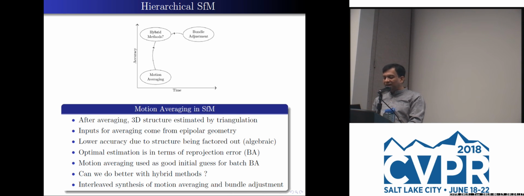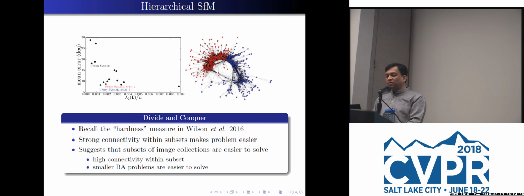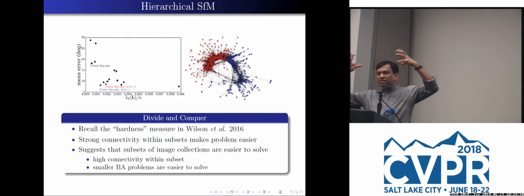And essentially this leads to an approach that we did a few years ago, and now there are more papers coming out on this idea, which is to interleave motion averaging and bundle adjustment solutions. I skipped these details, but if you go back to the paper that Wilson and others wrote, where they analyzed the difficulty of the rotation averaging problem, they pointed out that if things are strongly connected, then the problem is easy. It jives with your intuition, right? If there are lots of relationships that you have, then the overall problem is easy to solve.